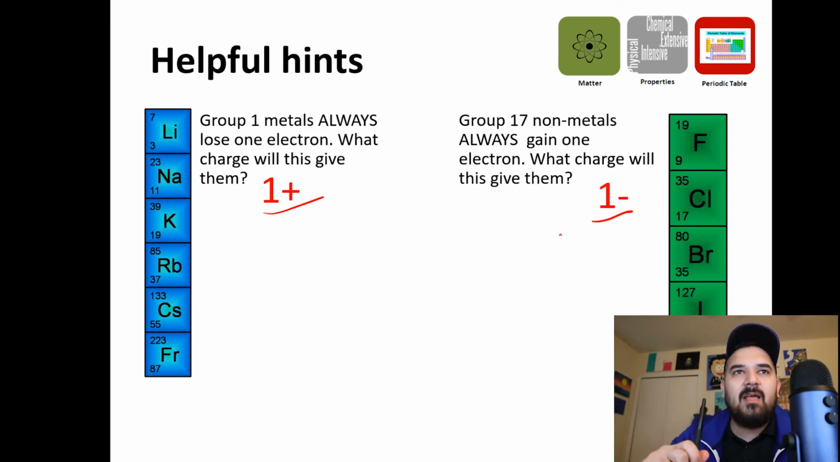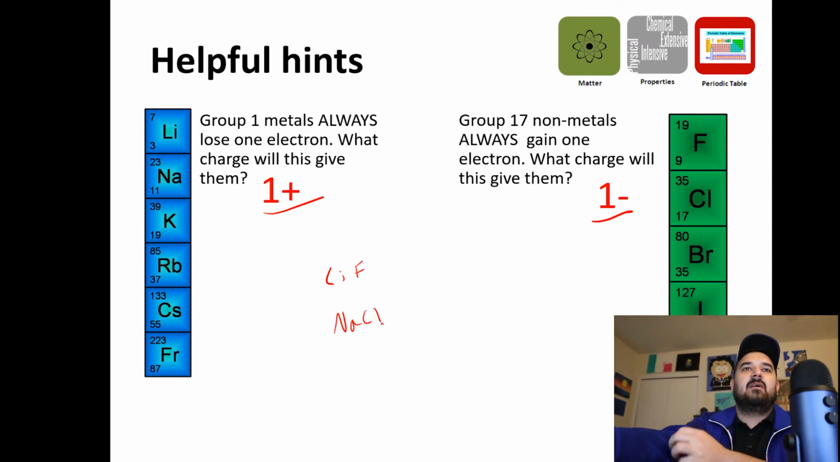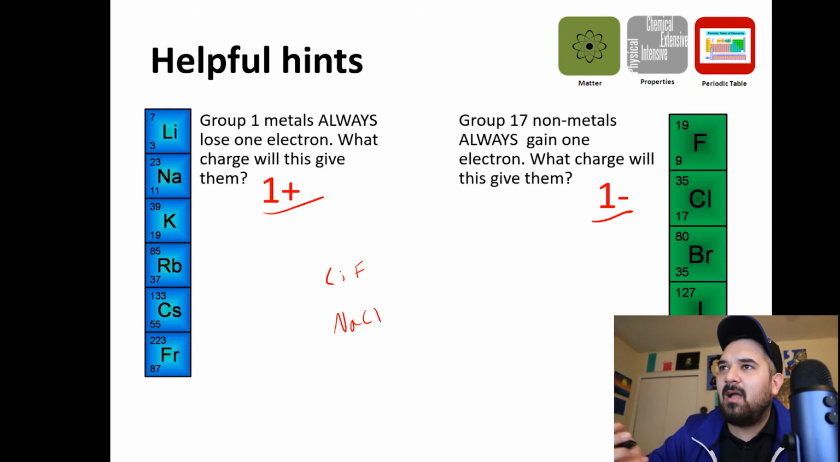So group 1 and group 17, they're ideal for bonding with each other because this one just wants to lose 1. This one just wants to gain 1. So lithium fluoride is something that can happen. Or sodium chloride. Sodium chloride, that's table salt. So that's a very common ionic bond.